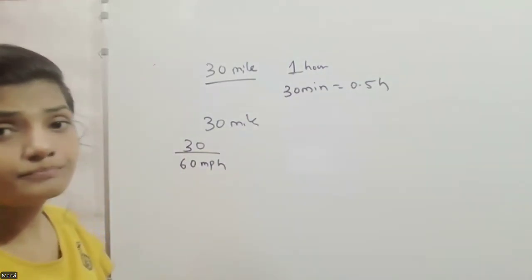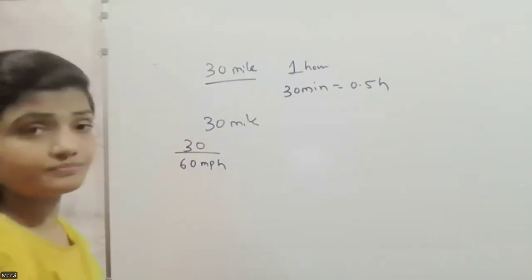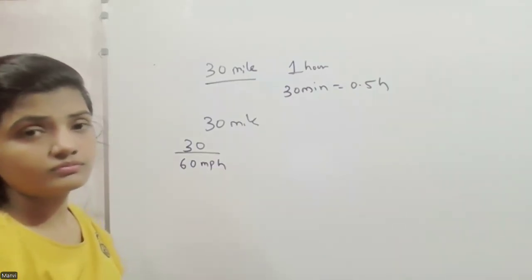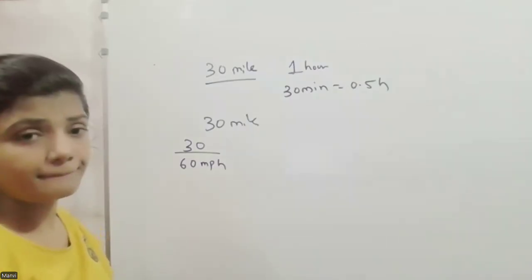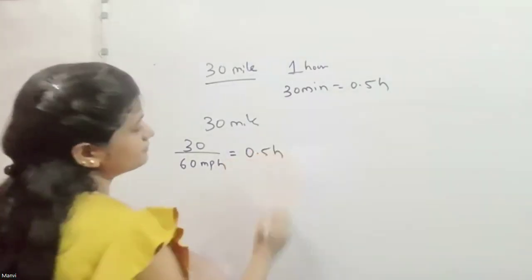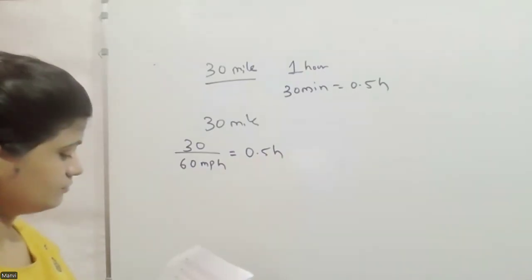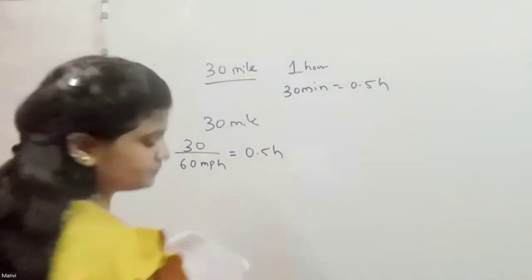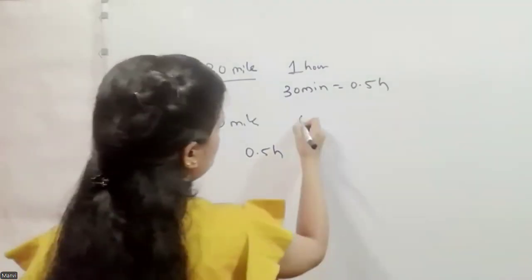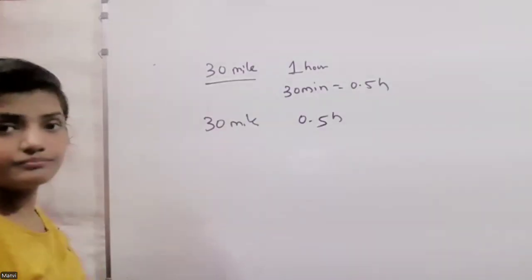So time will be distance by speed, which is... You have to divide. Oh, is it 1/2? So 0.5 hour. Yeah. So this is 0.5 hour. Now you have to calculate average speed.